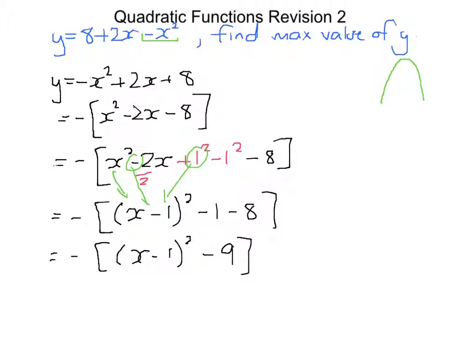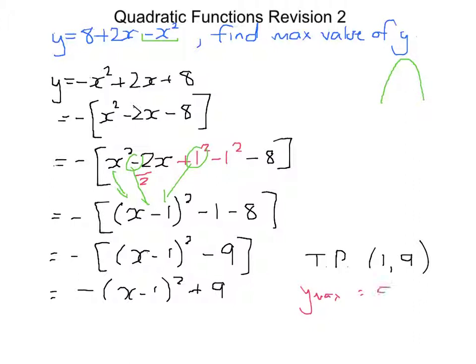Now I need to get rid of those square brackets, so what I'll do is do that. So negative of x minus 1 squared, and then this will become plus 9 outside that bracket. And that tells us that our turning point will be at positive 1 and positive 9. So therefore y max will be equal to 9. That's the answer to that question.